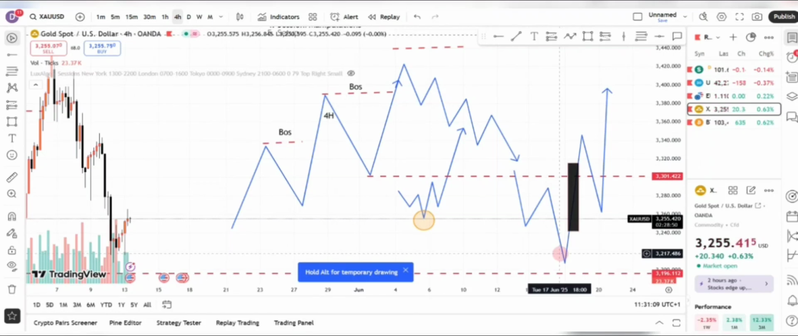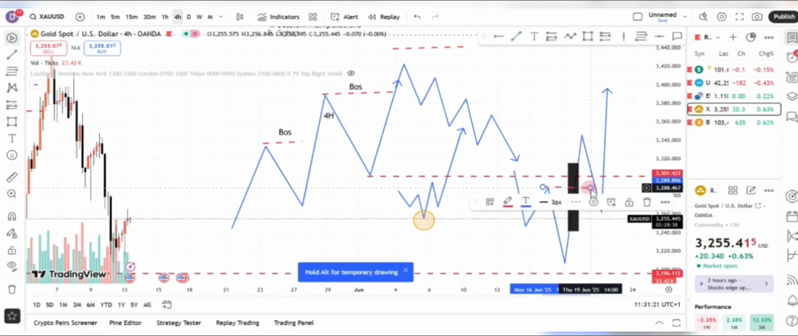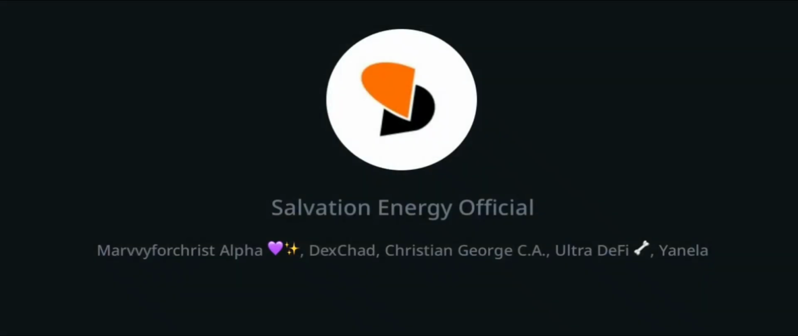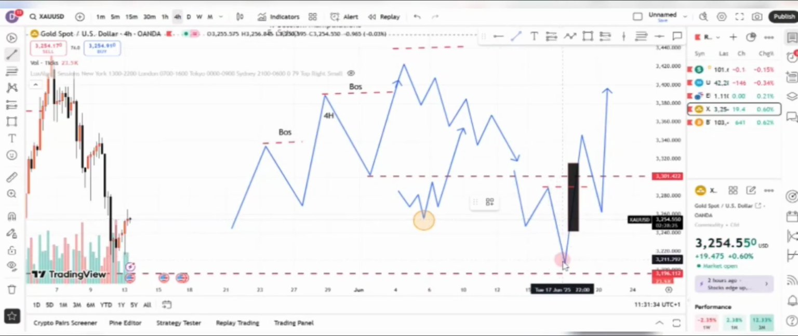Listen to me. On the 4 hours chart, this is the last high here, while price is going down. On the 4 hours chart, this is the last high. We call that a lower high, and it created this lower low on the 4 hours chart.